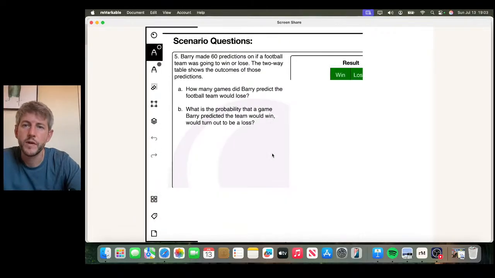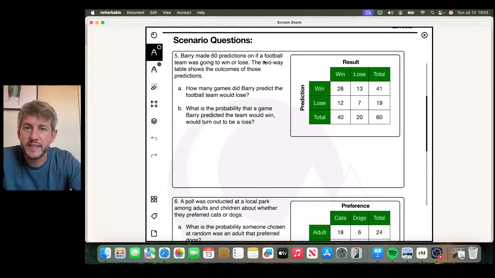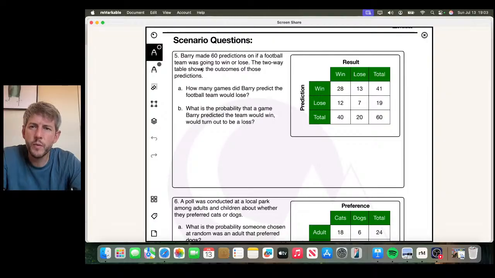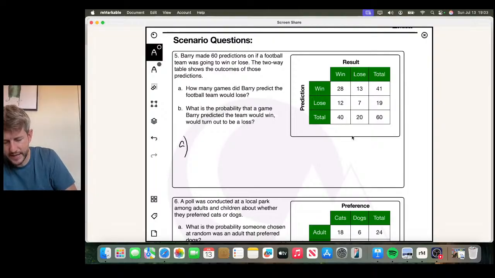Question 5. Barry made 60 predictions on if a football team was going to win or lose. The two-way table shows the outcomes of those predictions. A. How many games did Barry predict the football team would lose? So he predicted they'd lose 19 games.